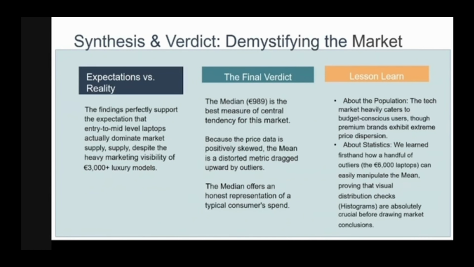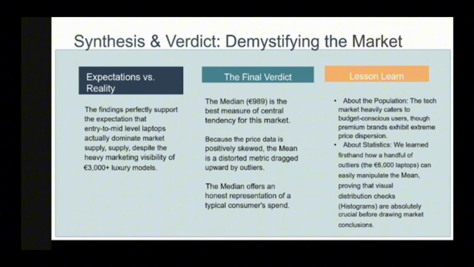So for the last slide, there is a common perception that the market is flooded with 3,000 euro plus luxury devices fueled by heavy marketing. However, our findings support the reality that the market supply is actually dominated by entry to mid-level laptops. We have concluded that the median, which is 989 euro, is the best and the most honest measure of central tendency for this market because the data is positively skewed.